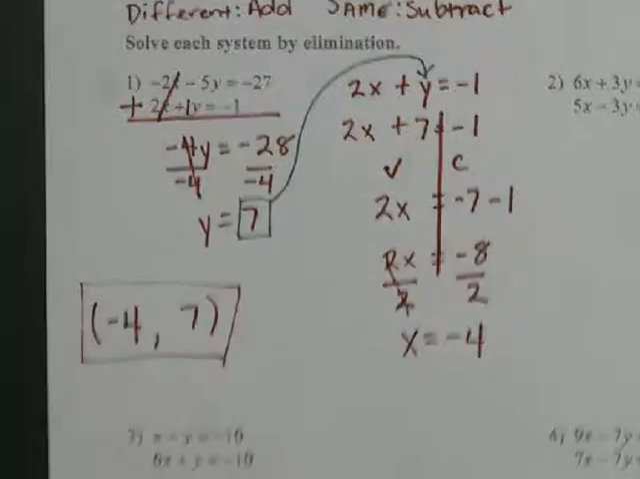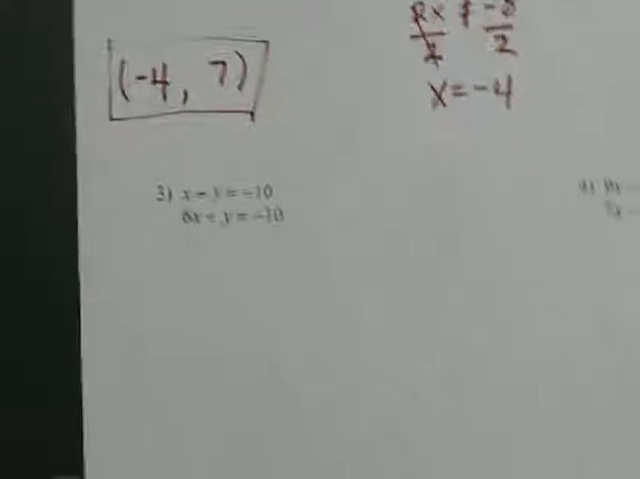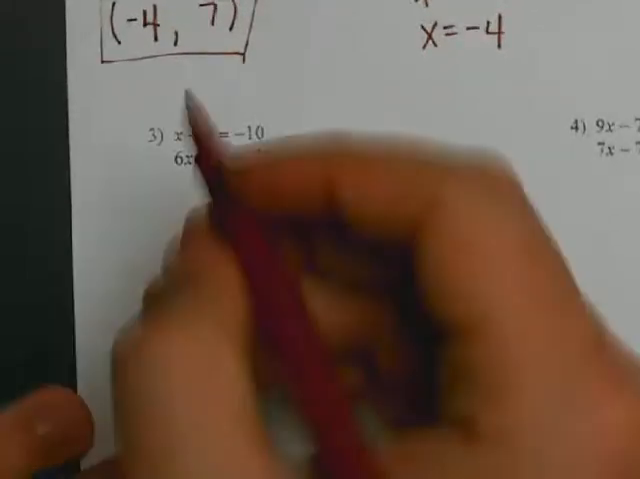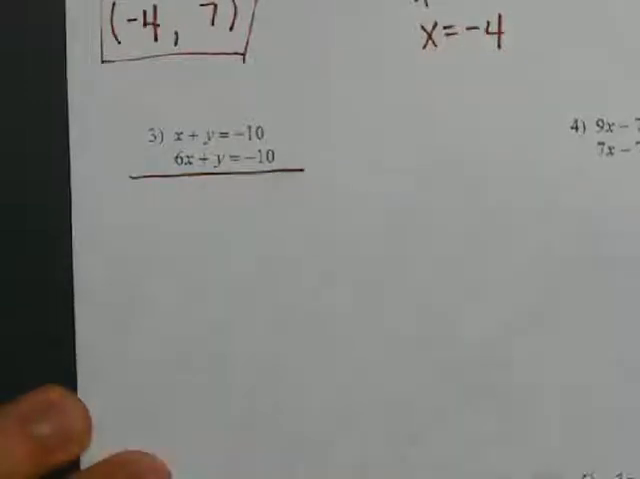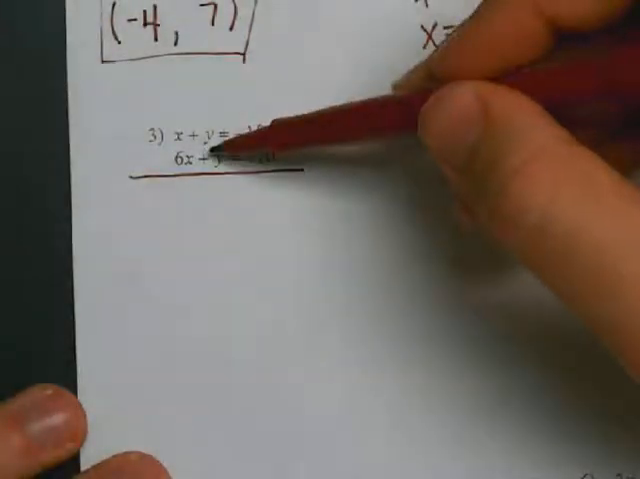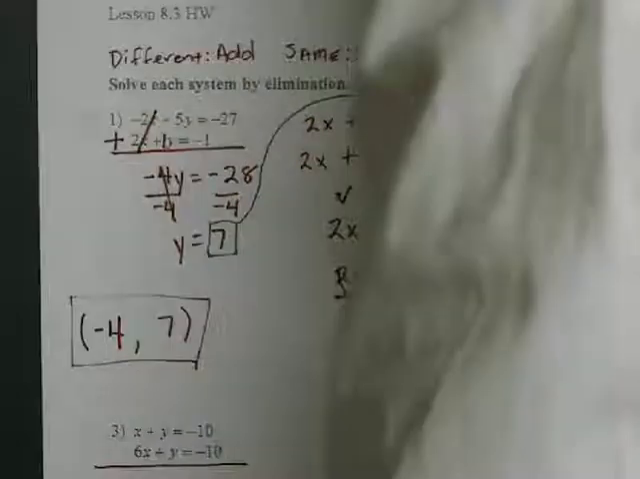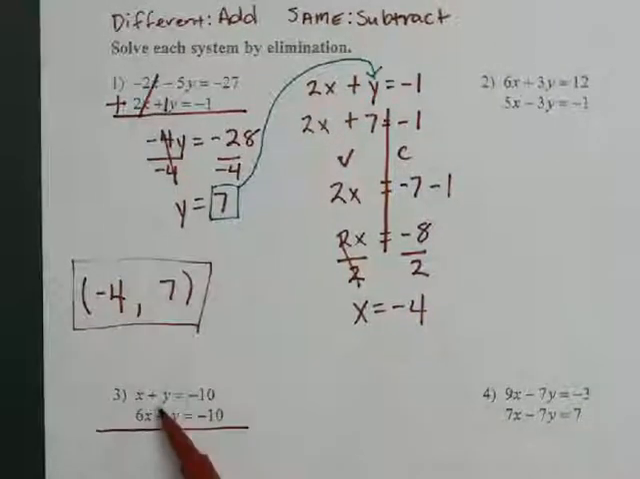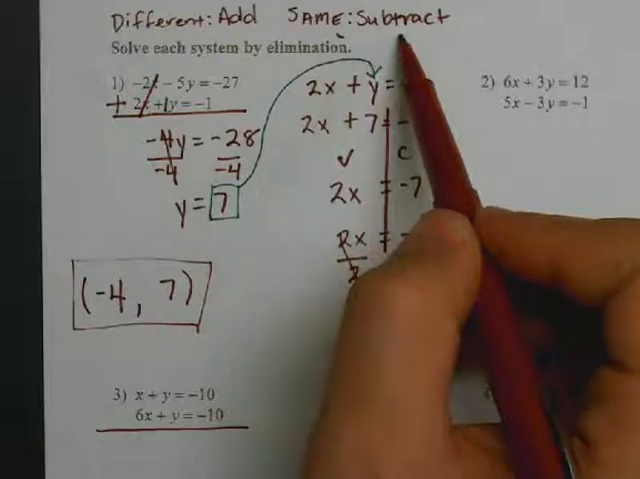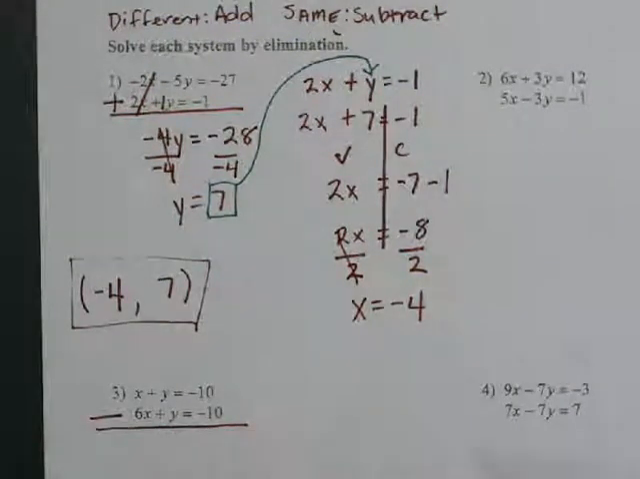Look at number 3. x plus y equals negative 10, and 6x plus y equals negative 10. So here, first step, draw that line. We're going to ask ourselves, what variable are we going to eliminate? Well, the y's have the same coefficient of 1, so we're going to eliminate y. So now go back up to the top and think about what we said. The signs here are the same, so when they're the same, we're going to subtract. So we're going to subtract this whole problem.